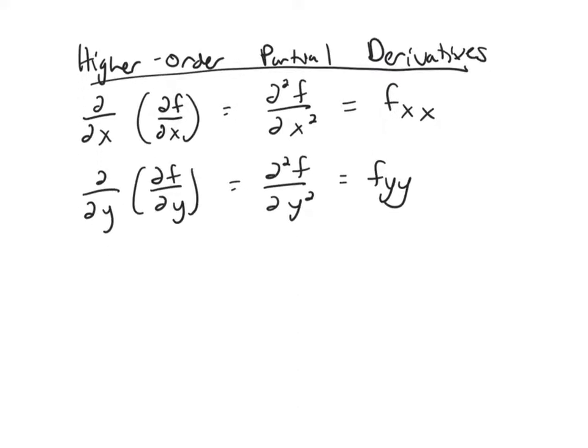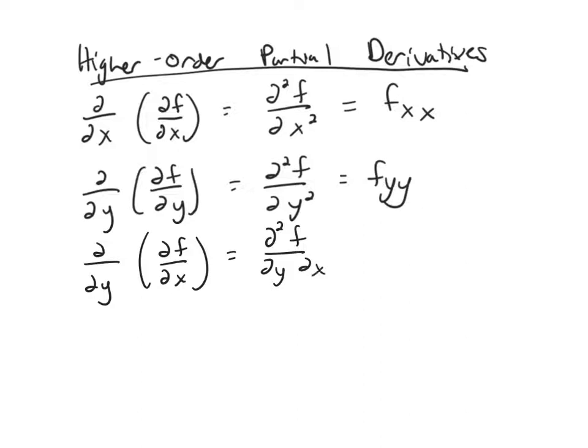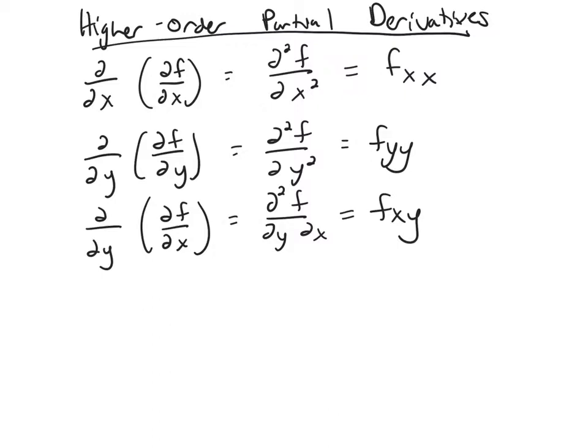But you have another option. When you have two variables, when you take your second partial derivative, you don't have to use the same variable. So for example, you can do the partial derivative of f with respect to x, and then take the partial derivative with respect to y, partial squared f over partial y partial x. This is fxy because you took the partial with respect to x first and then with respect to y.